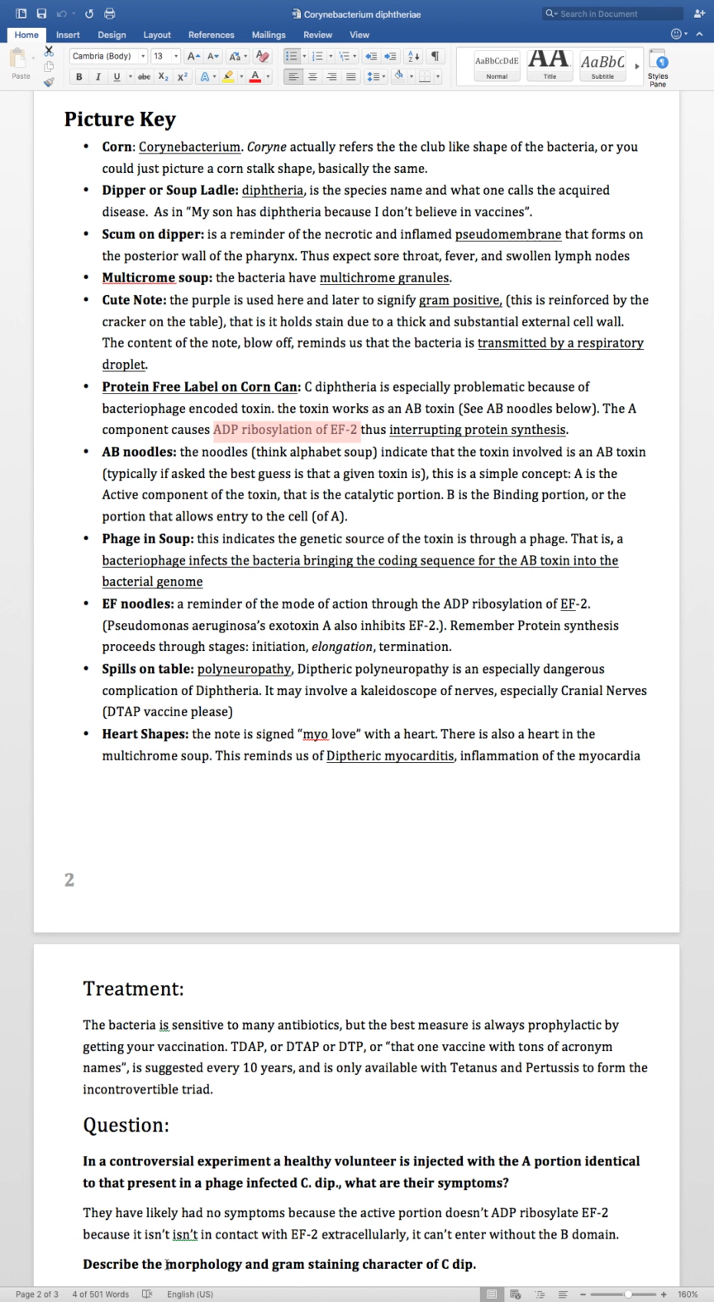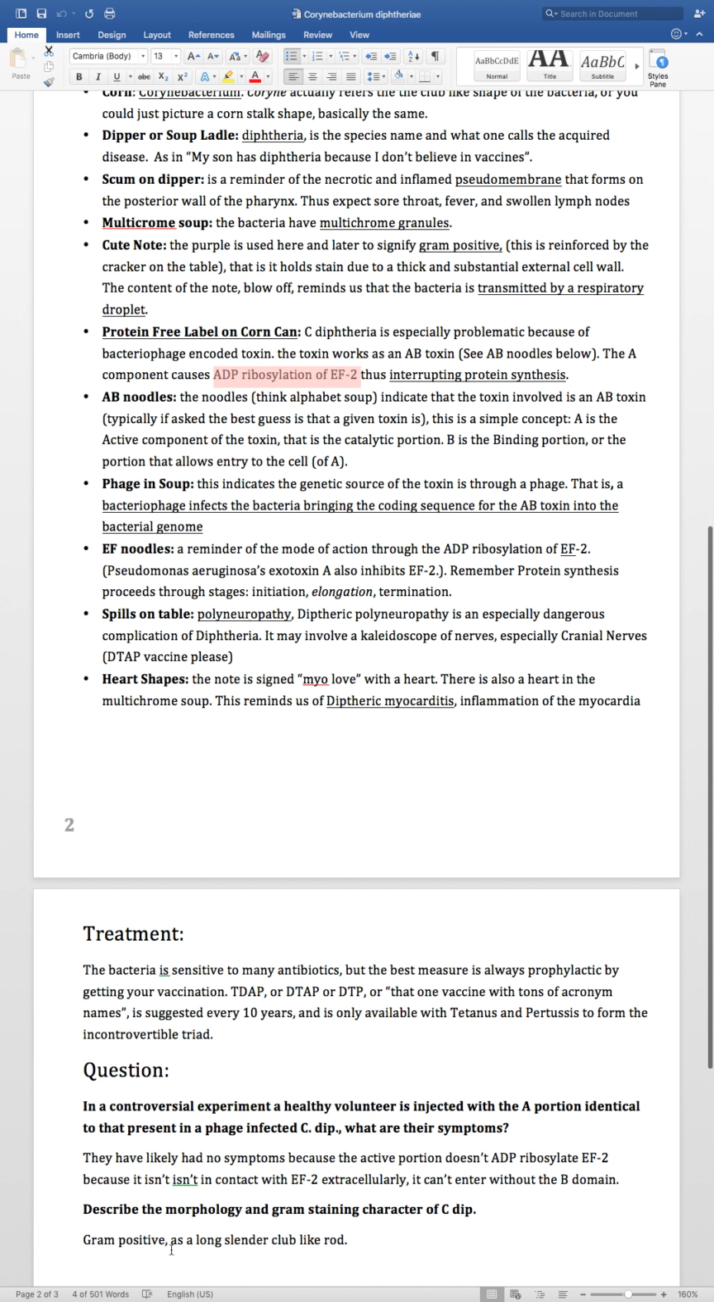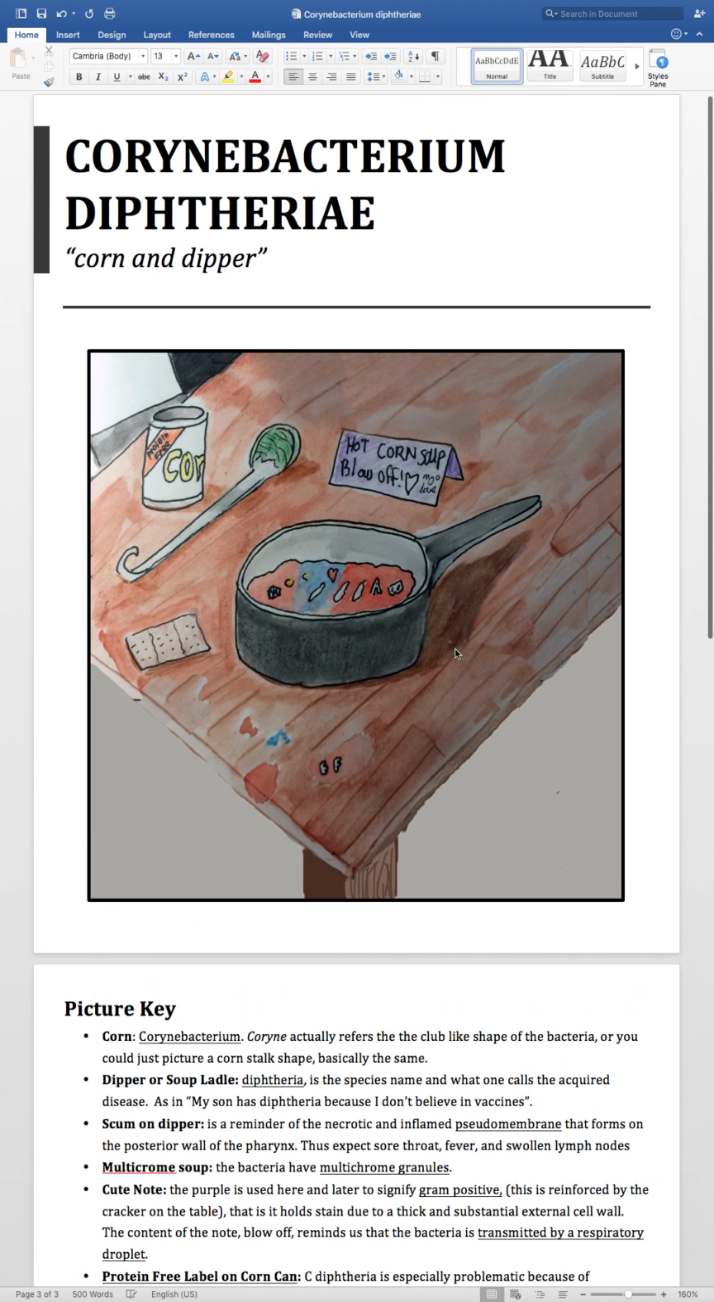Describe the morphology and Gram staining character of C. diff. Okay, we gotta think hard about this. What is the morphology? Oh yeah, it's shaped like a corn or like a club. So okay, it's shaped like a club. Gram staining character of C. diff. Yes, purple note with my Corynebacterium diphtheria soup. Yes, purple note. Purple was Gram positive. Yes, okay, so it is Gram positive, and the morphology is a long, slender, club-like rod. Okay, perfect. We got a lot of facts jumbled into our head.